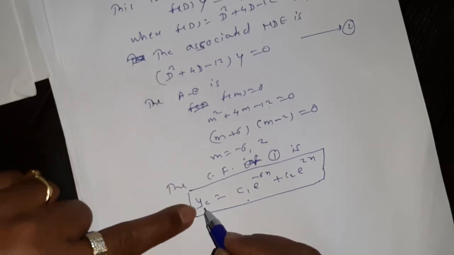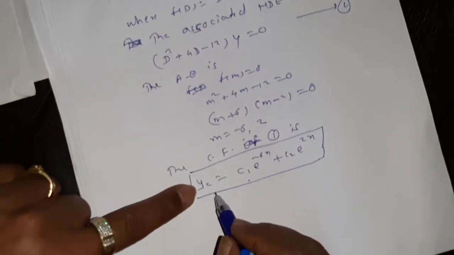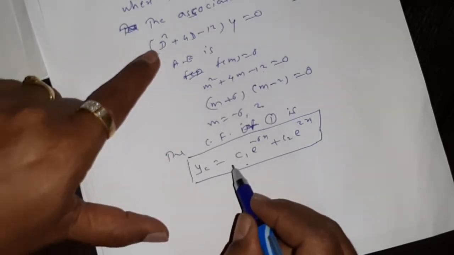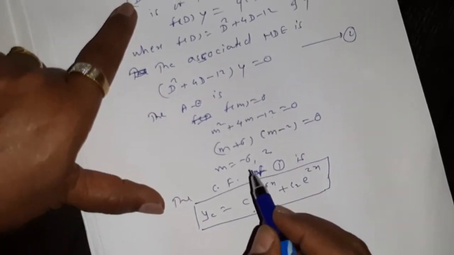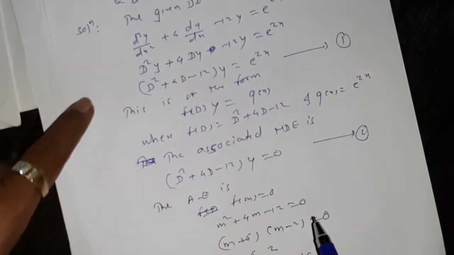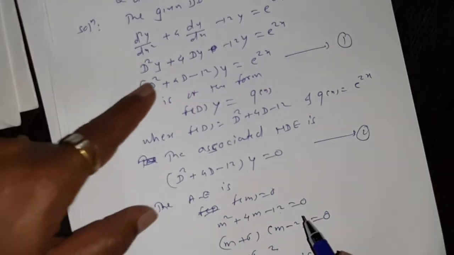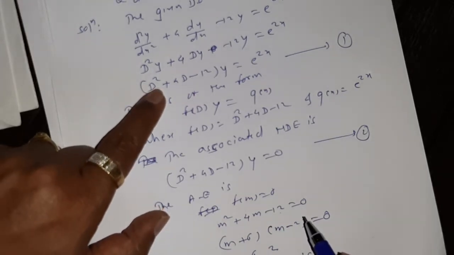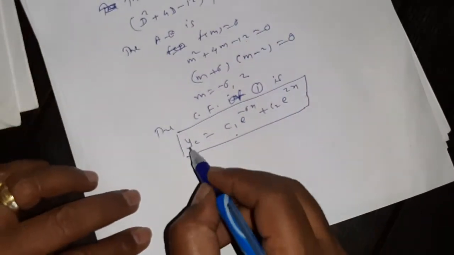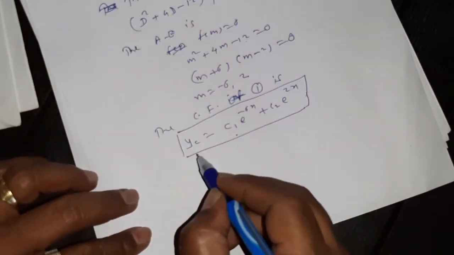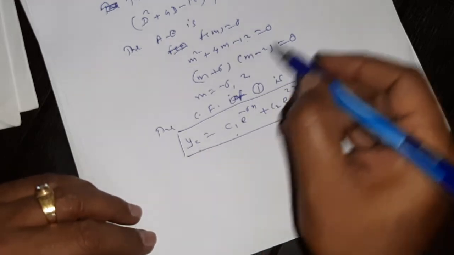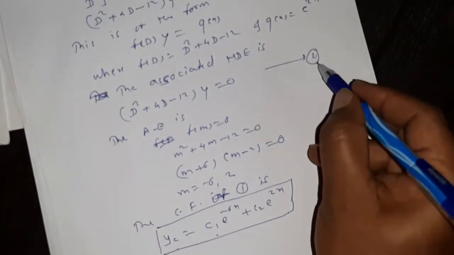We write the general solution. Y is equal to... this is the general solution of equation 2. But we have to write the complementary function of equation 1, that is this equation. In order to write the complementary function of equation 1, we write LHS as YC. Don't write Y is equal to. If you write Y is equal to, then it becomes the general solution of equation 2.